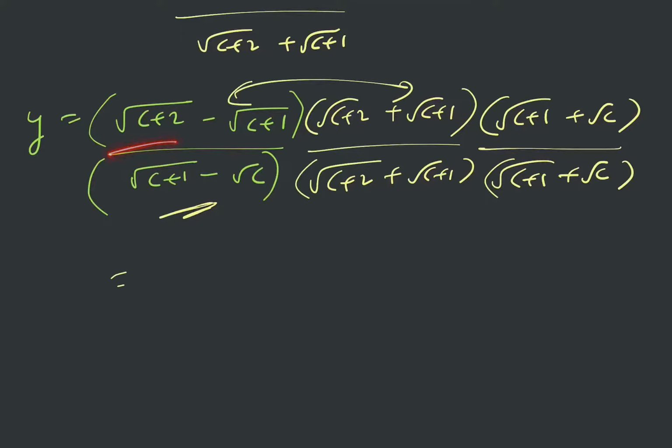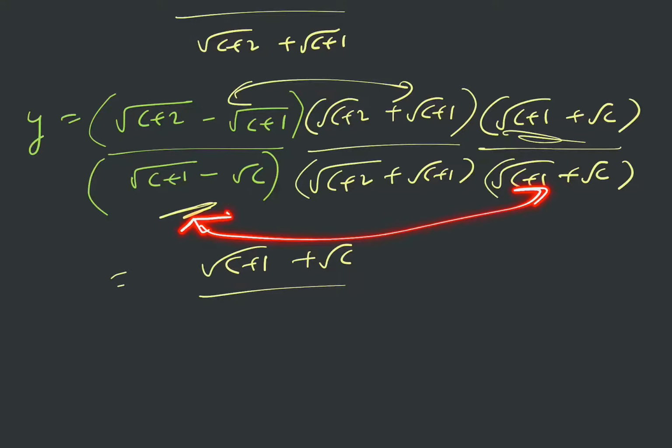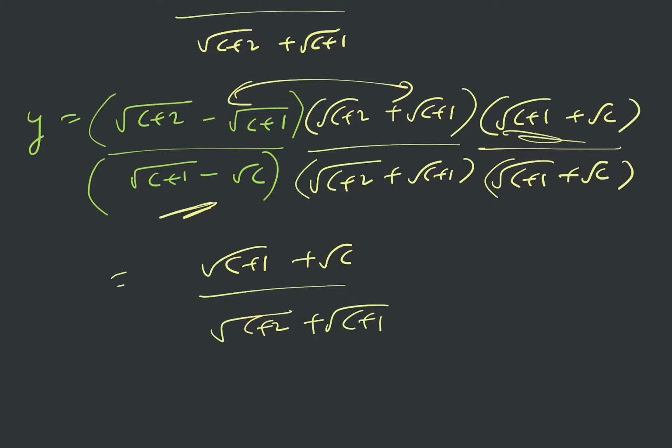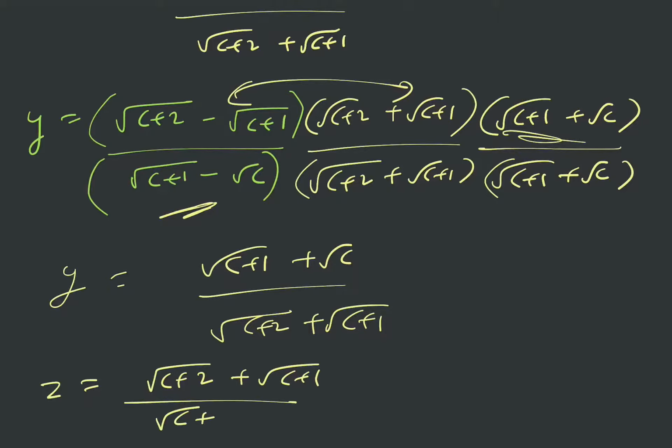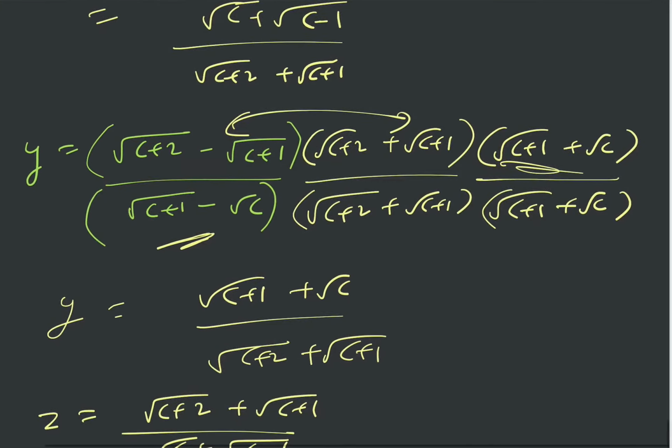You can see that this is c plus 2 minus c plus 1, that will be 1. So you will be left with root over c plus 1 plus root c, and the product of these two things, this is a square minus b square, you will get 1, and this is root c plus 2 plus root c plus 1, right? So this is y, and similarly you do it for z. You can rationalize z. You will get it as root over c plus 2 plus root over c plus 1 by root over c plus root over c minus 1, right?